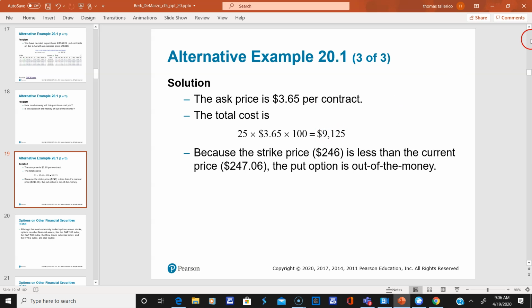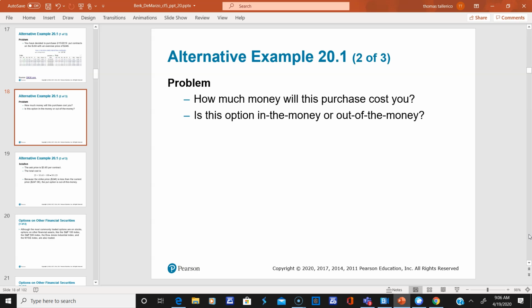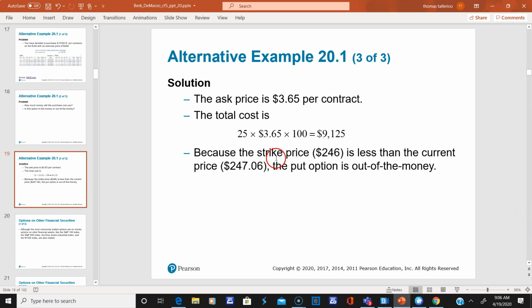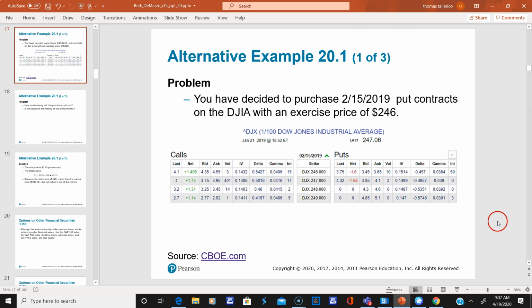I believe it was, what, 25 contracts here? Is that right? I believe it was. They didn't say here if you were buying. I believe it was 25 contracts, right? So for 25 contracts, again, here's the 100 multiplier. So this put option is out of the money. I don't even think they told you in the book whether it was a put option. It's very vague, this problem. Oh yeah, here you go, put contracts.